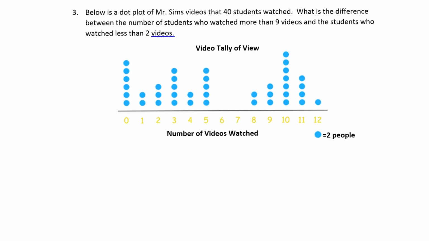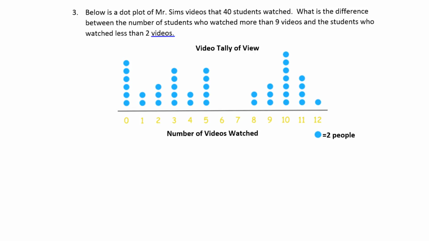Below is a dot plot of Mr. Sims' videos that 40 students watched. What is the difference between the number of students who watched more than 9 videos and the students who watched less than 2 videos? So I'm just going to underline some key parts here.